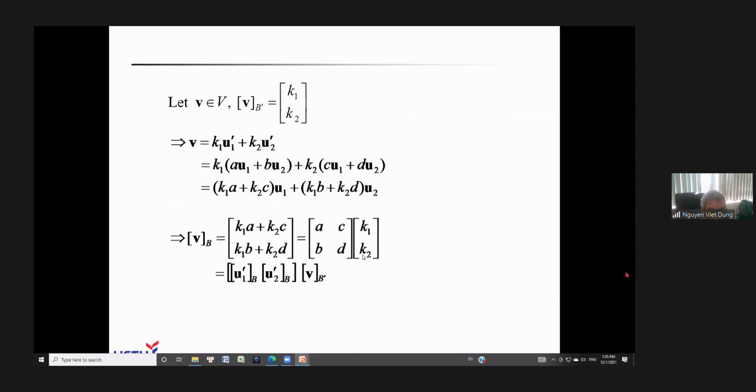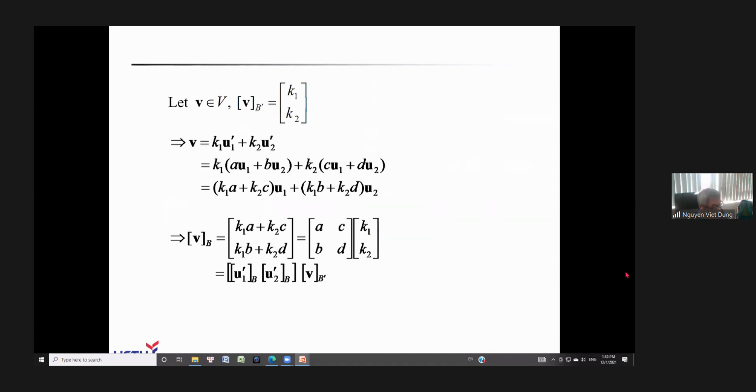And we can, if you remember, look at that. The first column here is exactly the coordinate of U1 prime relative to the basis B, and the second column here is the coordinate column of U2 prime relative to the basis B, and that one is exactly here. That is the coordinate column of the vector V relative to the basis B prime. So that is the example. It is not so complicated to follow.